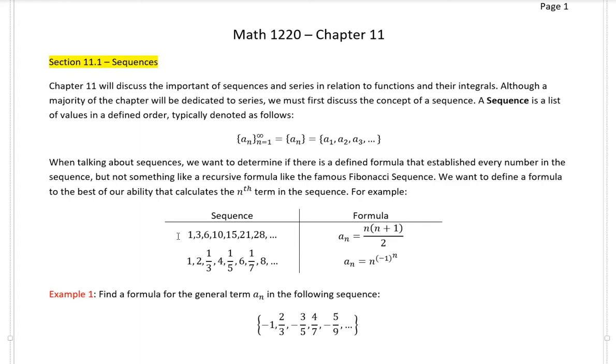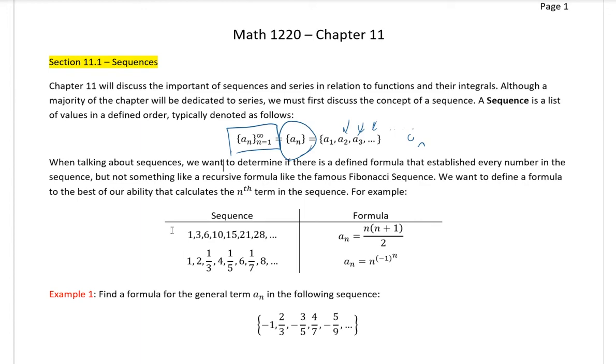A sequence is just a list of values in some defined order. We typically will refer to a sequence as curly brackets a sub n, which means that you have a sub 1, followed by a sub 2, a sub 3, a sub 4, etc., up to a sub n. That's what we mean by a sequence, and sometimes that sequence will go up to infinity. So if you do not see some bound on it explicitly, then assume that it's an infinite sequence defined by some value.